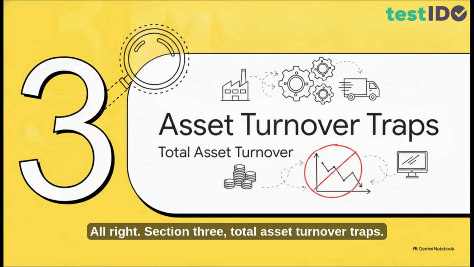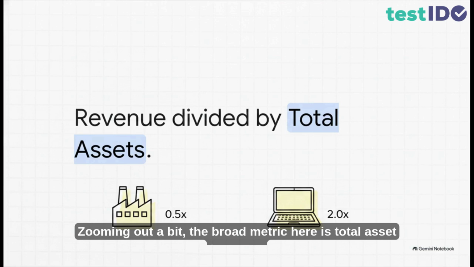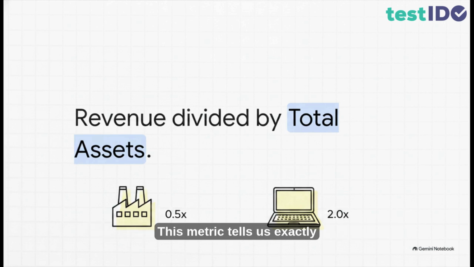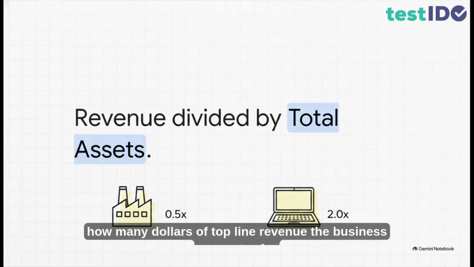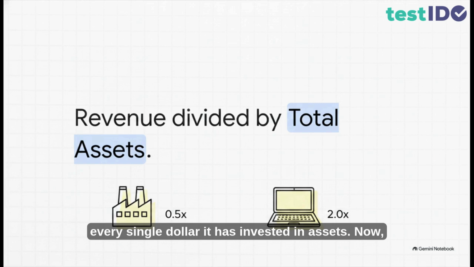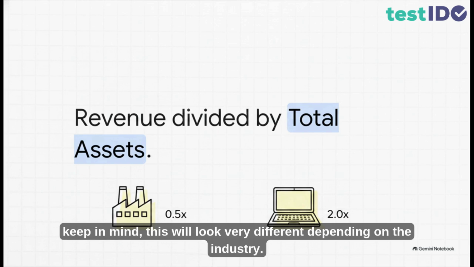All right, Section 3, Total Asset Turnover Traps. Zooming out a bit, the broad metric here is total asset turnover, which is calculated simply as revenue divided by total assets. This metric tells us exactly how many dollars of top-line revenue the business generates for every single dollar it has invested in assets. Now keep in mind, this will look very different depending on the industry.